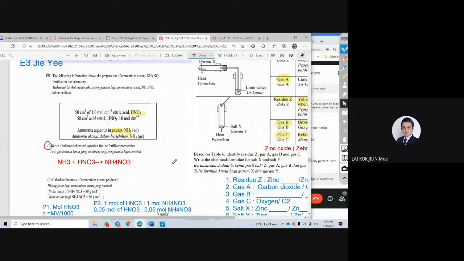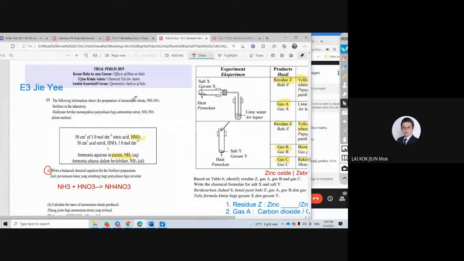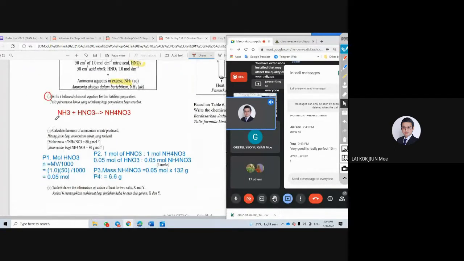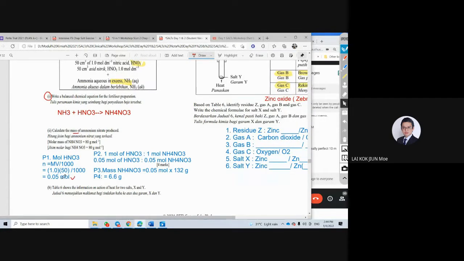Balancing equation, okay. Prepare ammonium nitrate, Jie. Jie, your turn. You want to correct my answer, Jie? So calculate the mass, actually not so tough. Every time looking for the mole. Most of the calculation, actually you find out the mole, is easier already. Then you can continue step 2, comparison. Then you continue step 3, looking for the mass. And step 4.